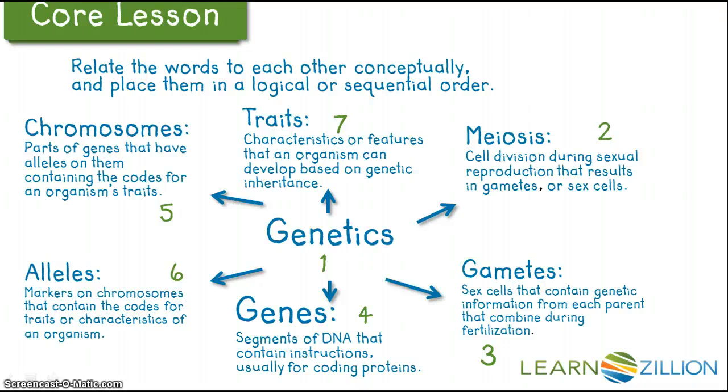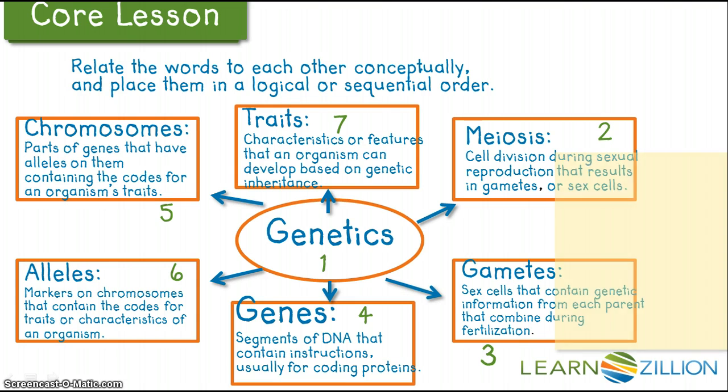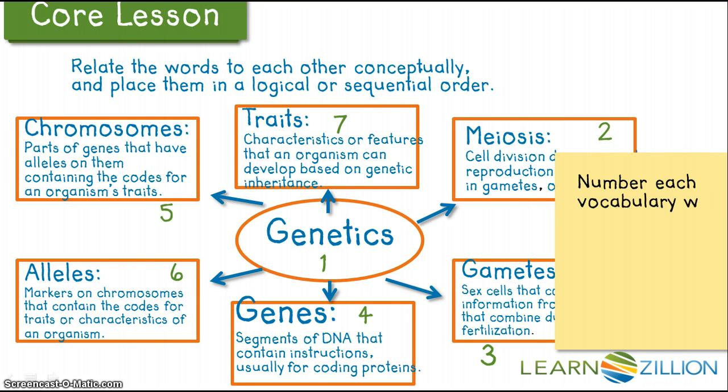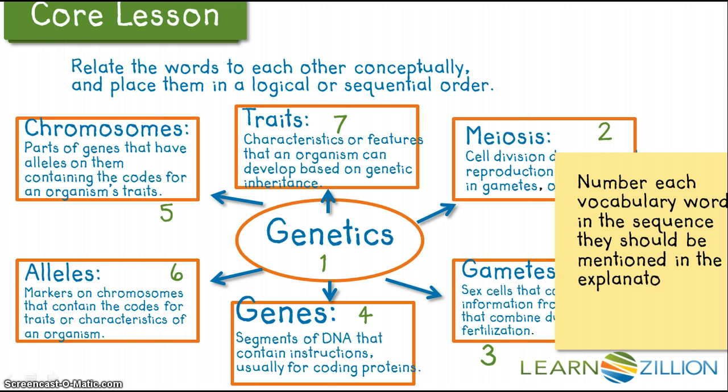Next, we relate the words to each other conceptually and place them in a logical or sequential order. You will see here there are numbers by each of the words. Since genetics is our main idea, it is numbered 1. We have picked meiosis as number 2 and gametes as number 3. We have numbered each vocabulary word in the sequence they should be mentioned in the explanatory or informational article.